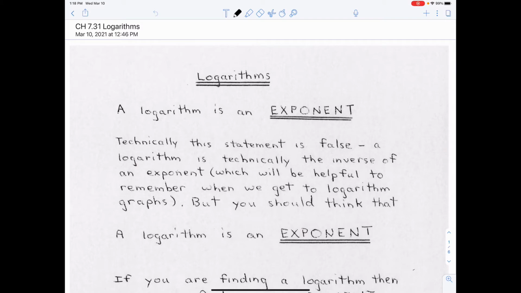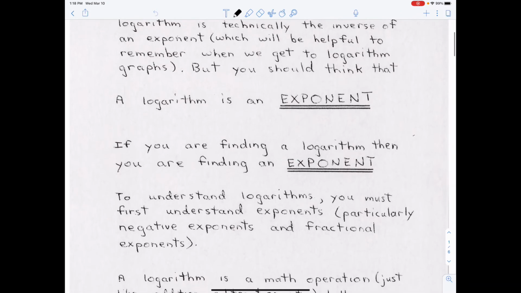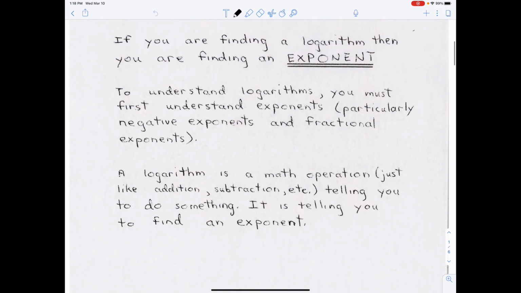Okay, first of all, technically, this statement is not true, but I'm going to say it anyway. A logarithm is an exponent. So if I'm asking you to find a logarithm, what am I asking you to do? I'm asking you to find an exponent. Make sure you understand that. So what you're doing is finding an exponent.